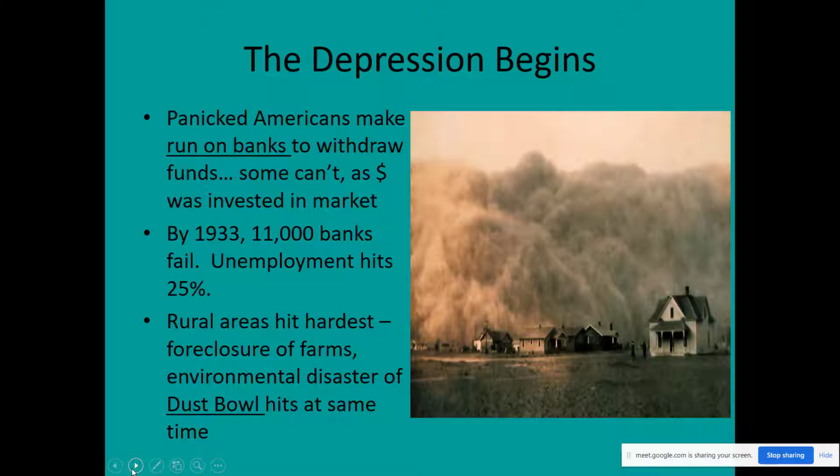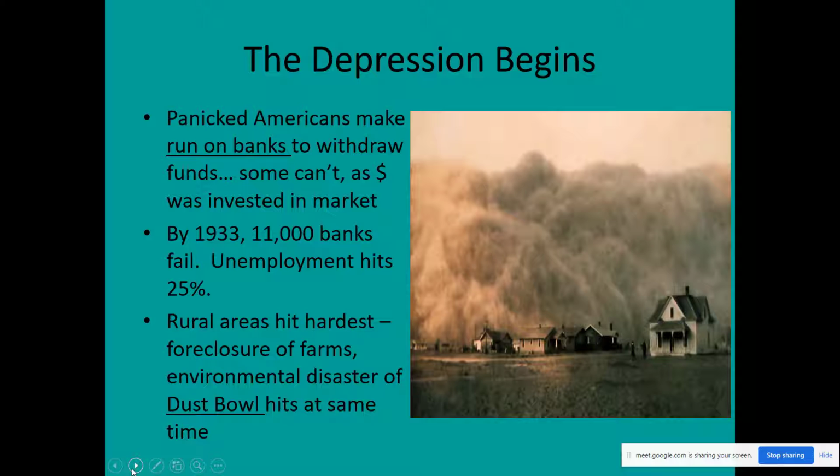This is going to trigger the beginning of the Great Depression. Panicked Americans make a run on the banks to withdraw their funds. Some of the people who went to the banks found that the banks were already closed down. Many couldn't get their money because the money that they had given to the bank had also been invested in the stock market. By 1933, 11,000 banks had failed.